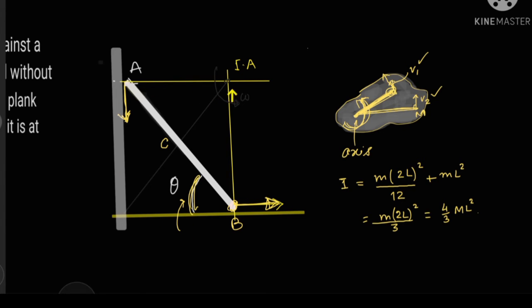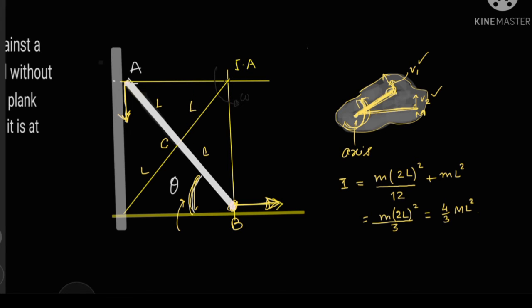So a rectangle is formed here, and the other diagonal is this, and these two diagonals cut each other at the midpoint. So since the total length of the rod is 2L, it means this length is L, this is L, this is L, and this is L.